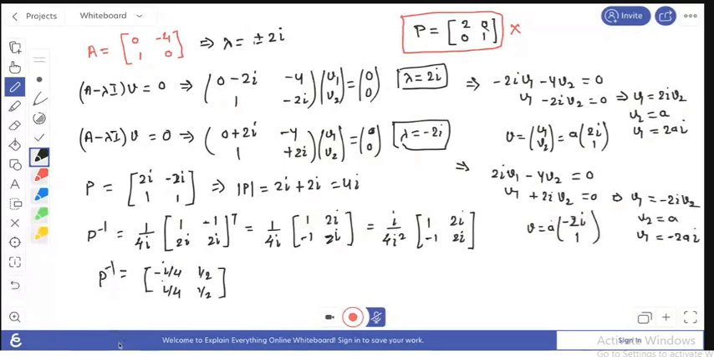And what is P inverse? It is minus i by 4, 1 by 2, i by 4, 1 by 2. Here you have to calculate this matrix, this is e to the power Λx. And the solution is equal to this e^(Λx) times the constant matrix C. So what is Y(x)? Y(x) is P inverse times the constant matrix C.